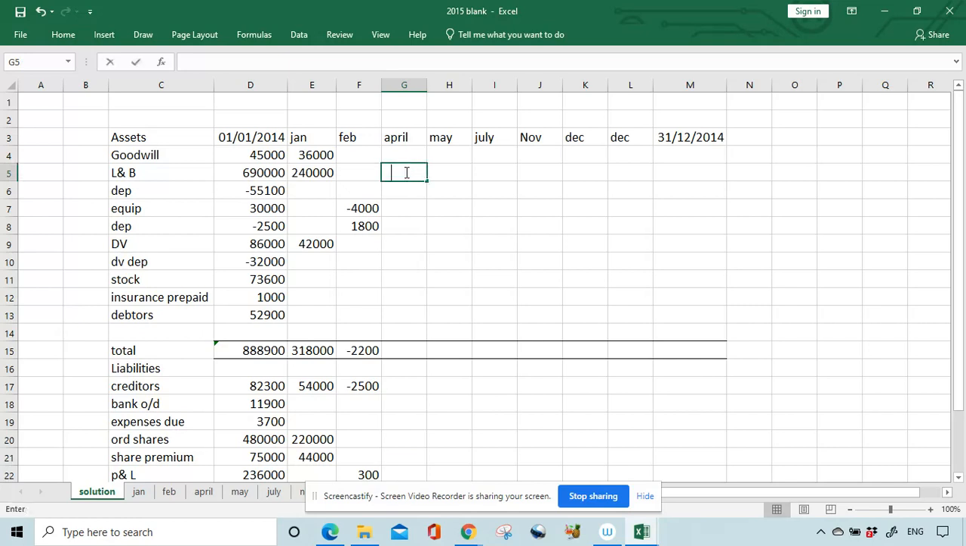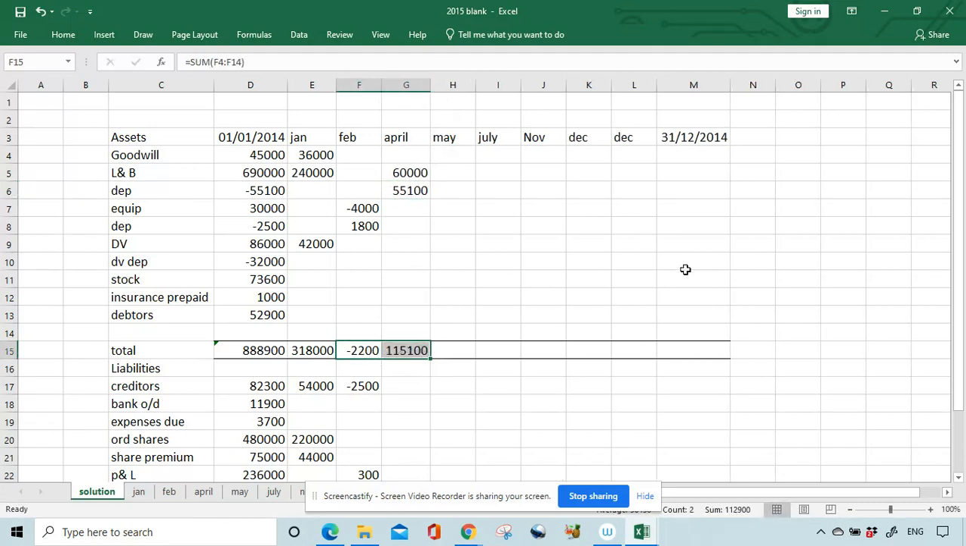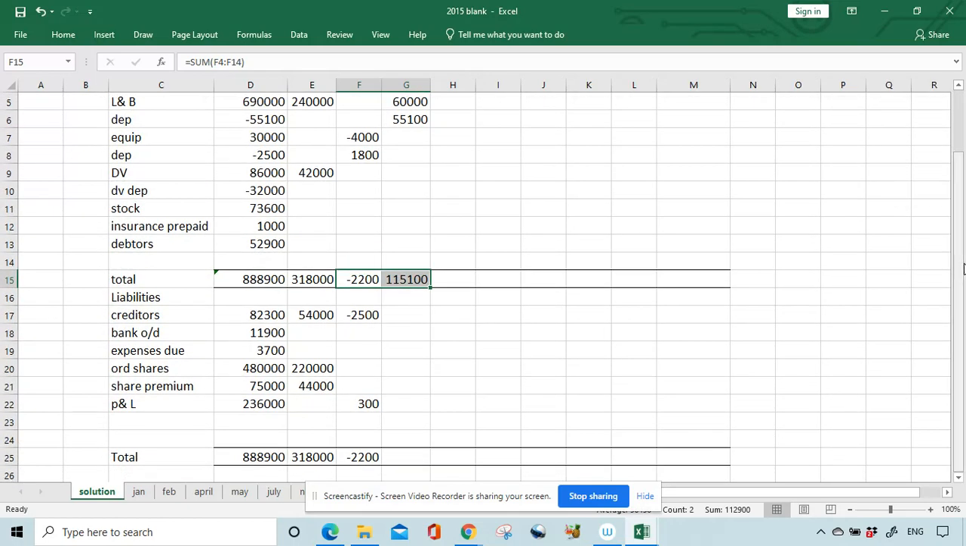So go back to my solution. Land and buildings has increased by 60,000. The depreciation has been written off, so again increased by 55,100. That gives me a net figure of 115,100, and that is the exact figure of our new revaluation reserve, which is 115,100, and again adds up to the same.